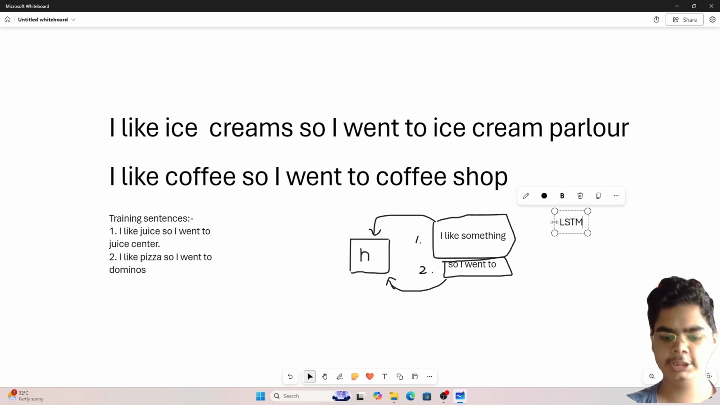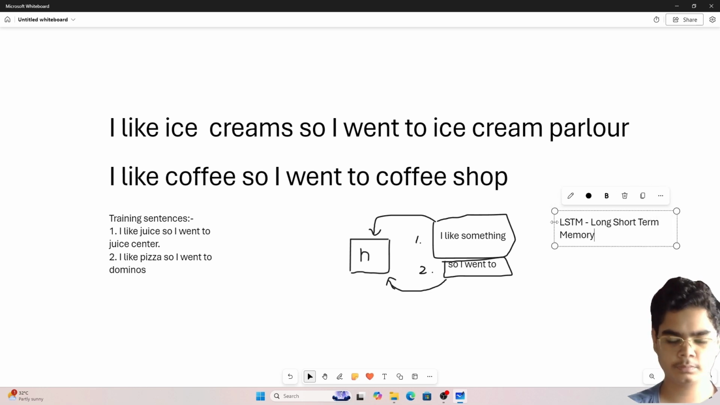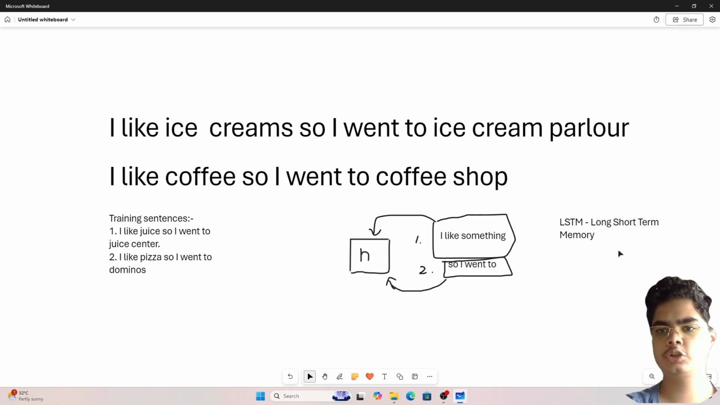Now LSTM stands for long short term memory. So now let us try to understand how this long short term memory works and how it overcomes this problem of overwriting the sequence that is found in RNN model.